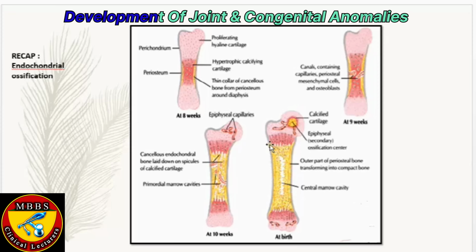Only one part, that is the junction of the epiphysis and the diaphysis, that is the metaphysis having the epiphyseal plate, will remain cartilaginous. Secondary centers for ossification will develop either just before birth or after birth in most of the bones.